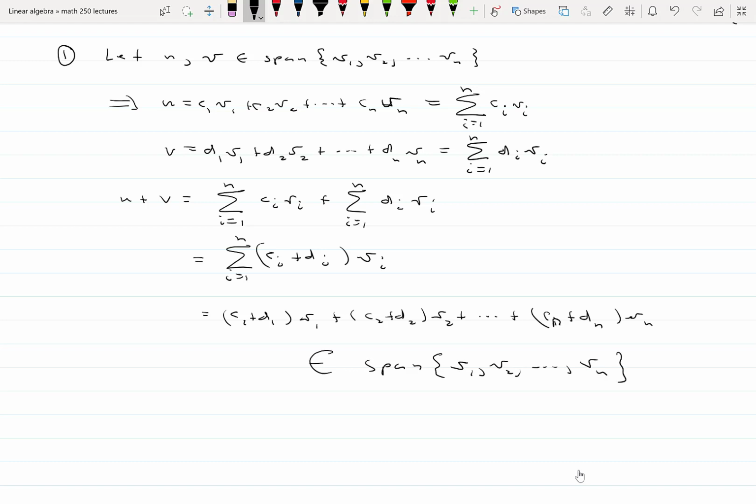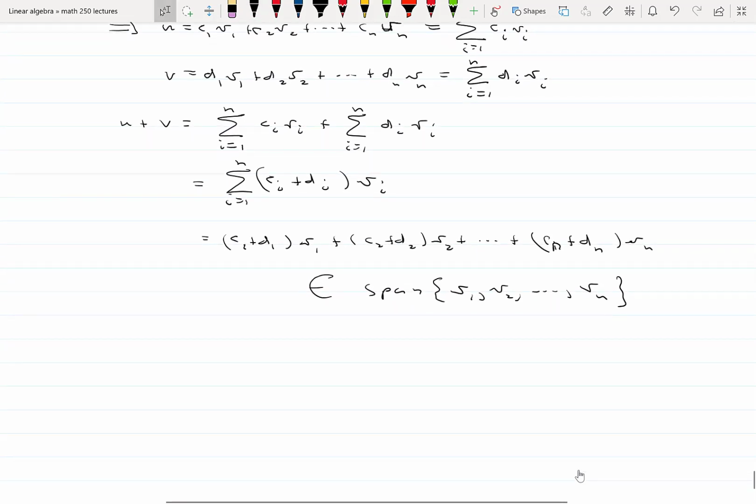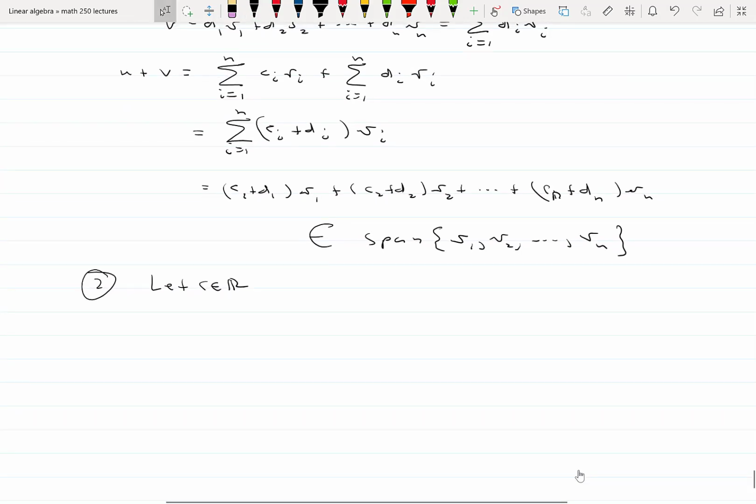Don't lose what we're trying to do. We're trying to show that the span, the set of all linear combinations of a fixed set of vectors from a vector space, forms a subspace. I've just shown that I have closure under addition. Now I'm going to show that I have closure under scalar multiplication.